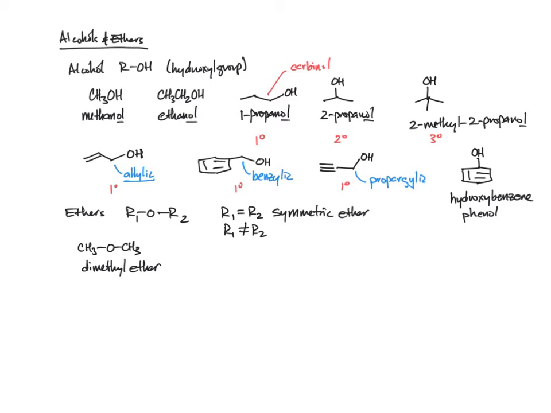So what about an example that's not symmetric? Say we have methyl and then we have ethyl. So this is straightforward. We would just alphabetize it. E comes before M. So this would be ethyl methyl ether. So it gets a little bit more challenging in naming these when you have branching that's occurring off these different R groups. So these are examples of acyclic ethers.